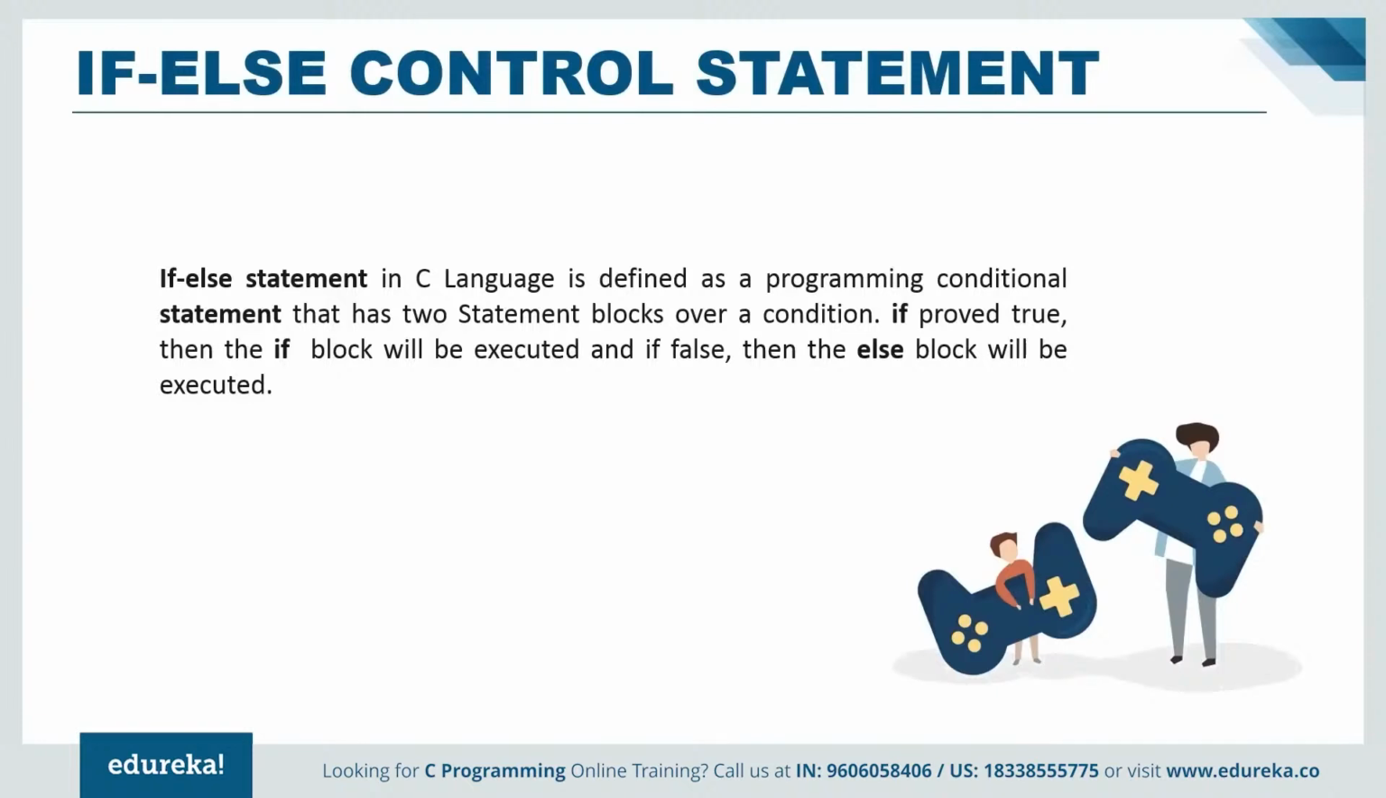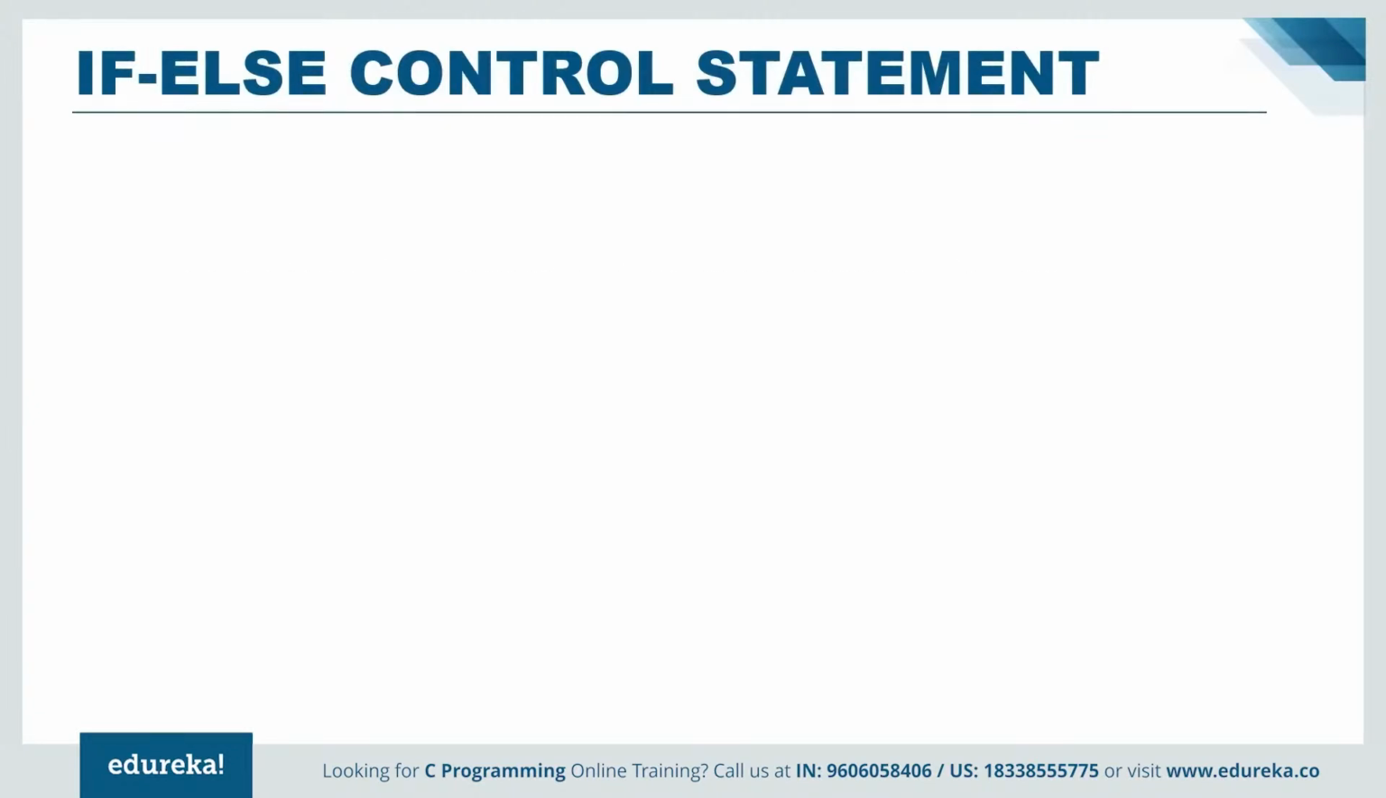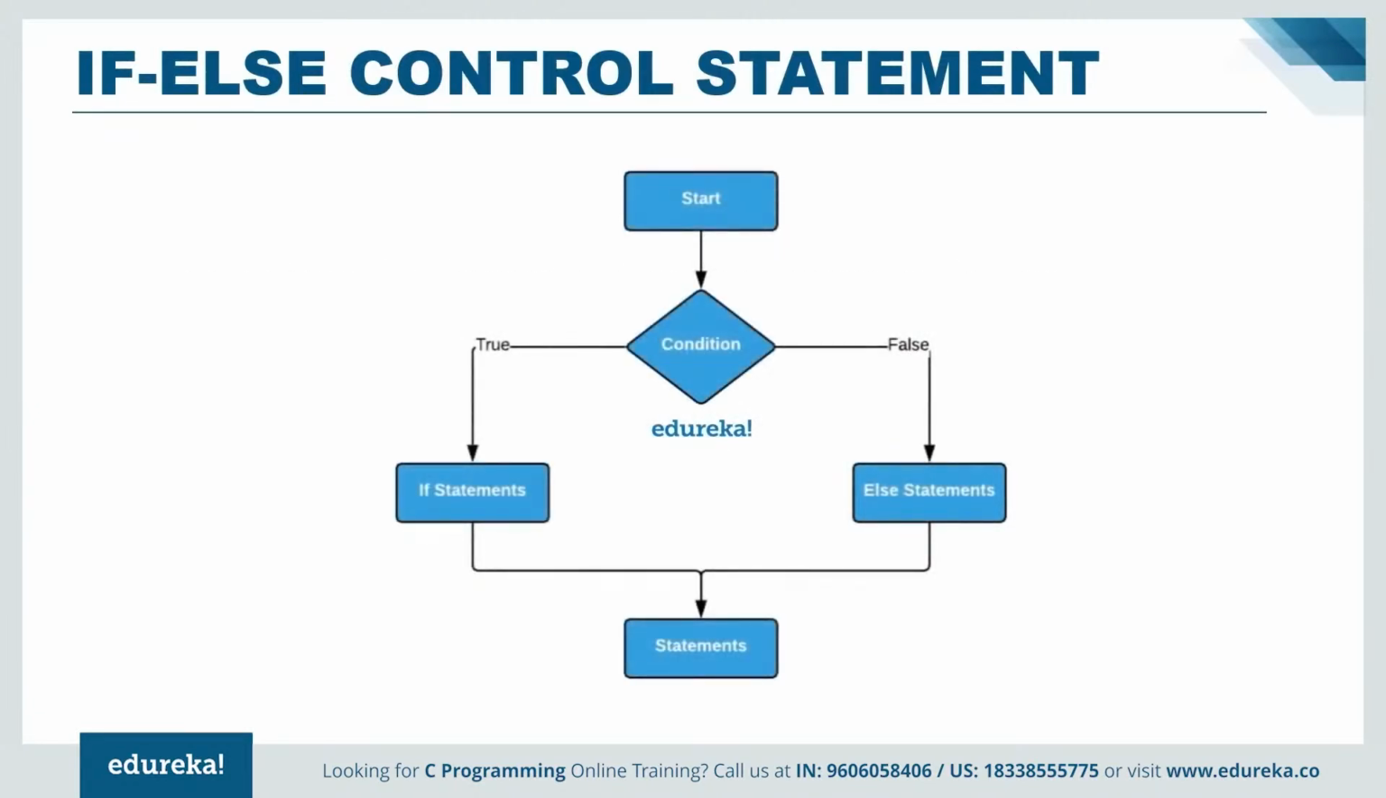If proved true, then the block inside the if will be executed, and if false, then the else block will be executed. To understand this in a much better way, let us go through a flowchart.